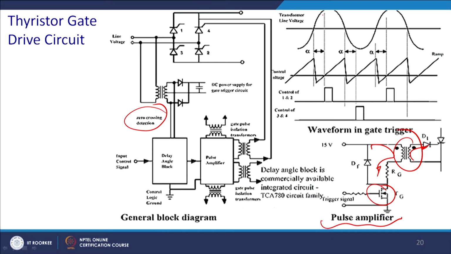So the alpha delay is actually done by shifting this DC voltage.